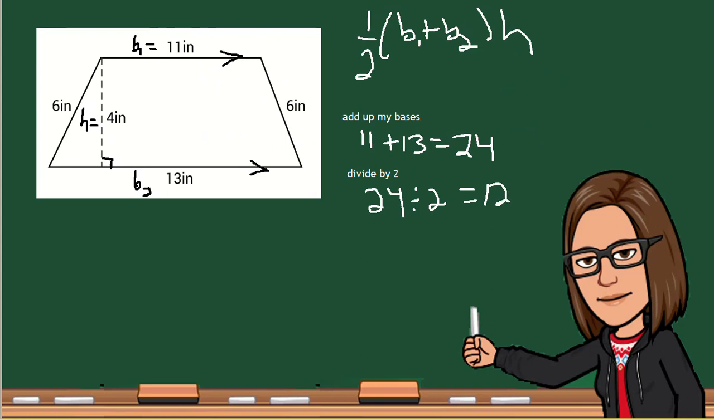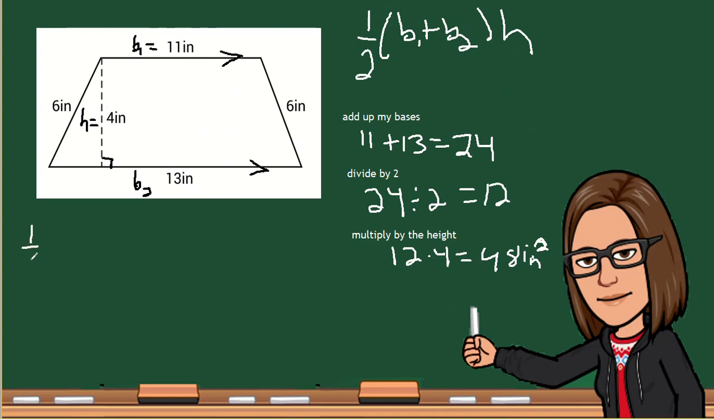And then the last thing I do is I multiply by the height. So I'm going to multiply the answer I just got by the height. My answer was 12. So then I put it in and it is 12 times 4, which is 48. And then I would say inches squared. Oops, I didn't get my n in inches. And so that is what I'm doing. I add up the bases, 11 plus 13 is 24, divided by 2 is 12, and times the height, which is 48.